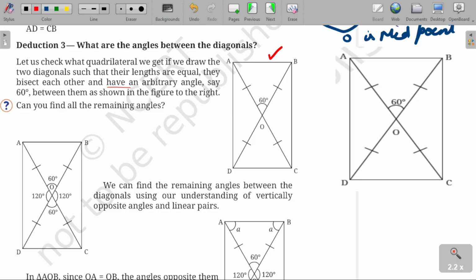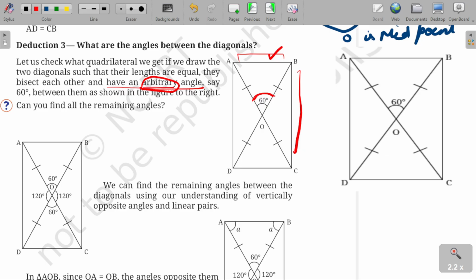Obviously, they make some arbitrary angle. Now, what is an arbitrary angle? Arbitrary means any angle, any general angle between them. Arbitrary means which changes with the dimensions. Suppose its dimensions can be anything, length and breadth can be anything. If we change them, then the angle will also change. That's why we are using the word arbitrary here.